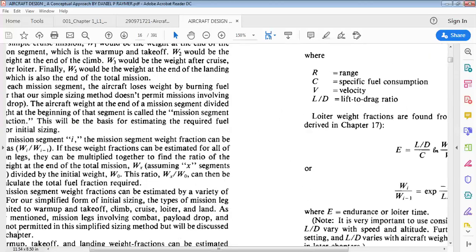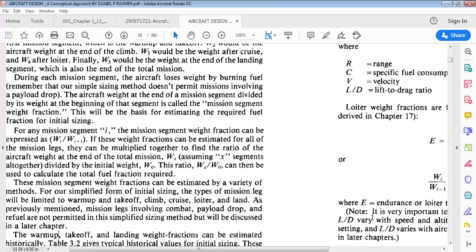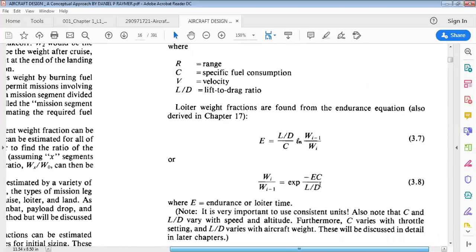You can also see the endurance equation, which gives the total time of the aircraft: E equals L by D over C times ln of W(i minus 1) by W(i). In the mission legs, the endurance applies to the loiter, so W3 by W2 is the loiter period. I put in the endurance time, which may be 3 hours 20 minutes or half an hour, and then the specific fuel consumption and the L by D.